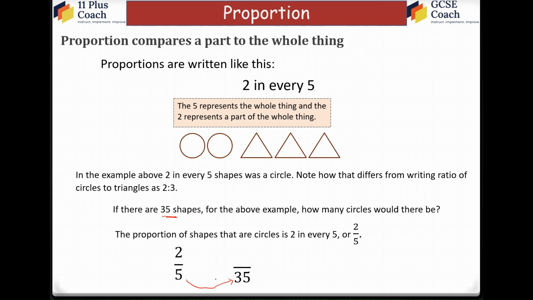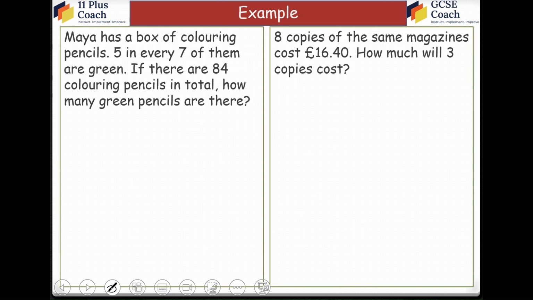So to get from 5 to 35, I need to multiply this number by 7. So I'll do the same to the top number. 2 times 7 will give me 14. So that means in the bigger necklace with 35 shapes, 14 of them should be circles. So the answer to this question would be 14 circles in the bigger shape. So how many circles would there be? The answer is 14. Hopefully that makes sense.